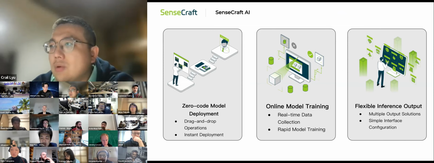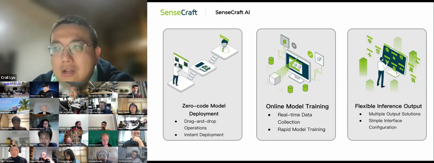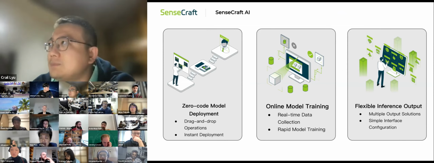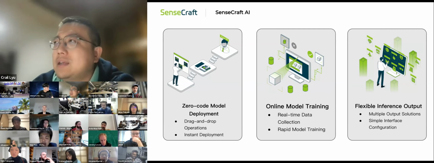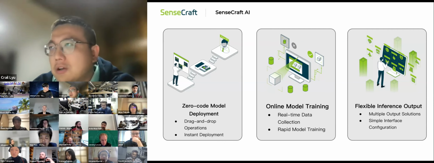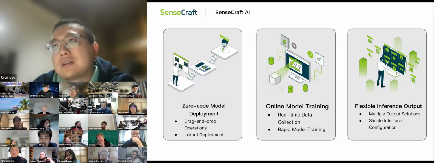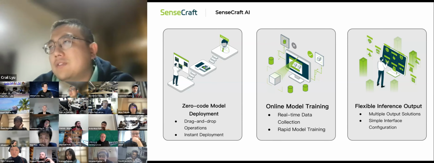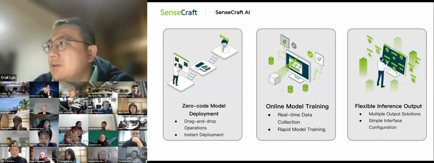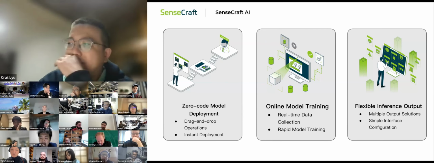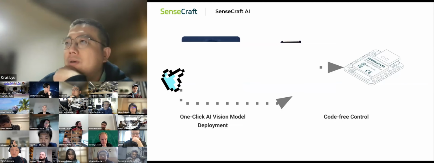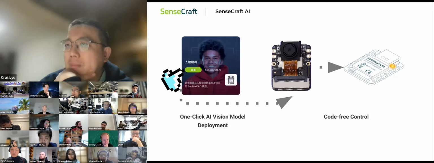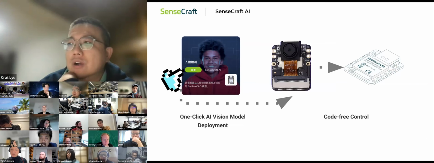The second thing is that we want to do a lot of online model training, because sometimes when you do it offline, you need to download the software and install it on your local computer, and it will also consume your computer's resources. And also you want more flexible inference output as well. And this is how we made it and how this works.